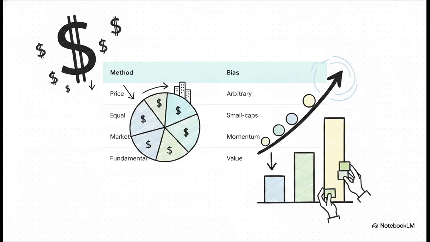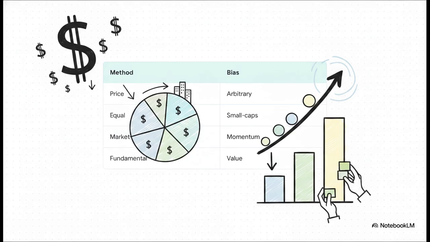First, price weighting. This is what the Dow Jones Industrial Average uses. It bases the weight purely on the individual share price. Honestly, it's incredibly arbitrary. A stock priced at $100 has 10 times the influence of a stock priced at $10, completely regardless of the actual size of those companies. Next up is equal weighting. This simply gives every stock the exact same starting slice of the pie. The bias here? It ends up overweighting small-cap stocks relative to their actual footprint in the economy.